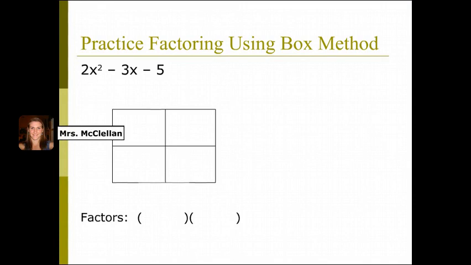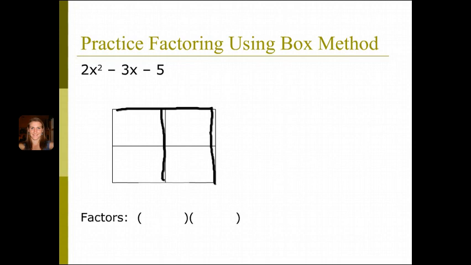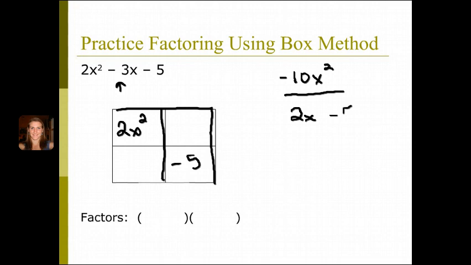All right, let's do another example where we have a coefficient on our x squared. So we put 2x squared in the first box, -5 in the last box. Multiply those together and we get -10x squared. The factors of -10x squared that add up to -3x are going to be 2x and -5x. So fill in your box.